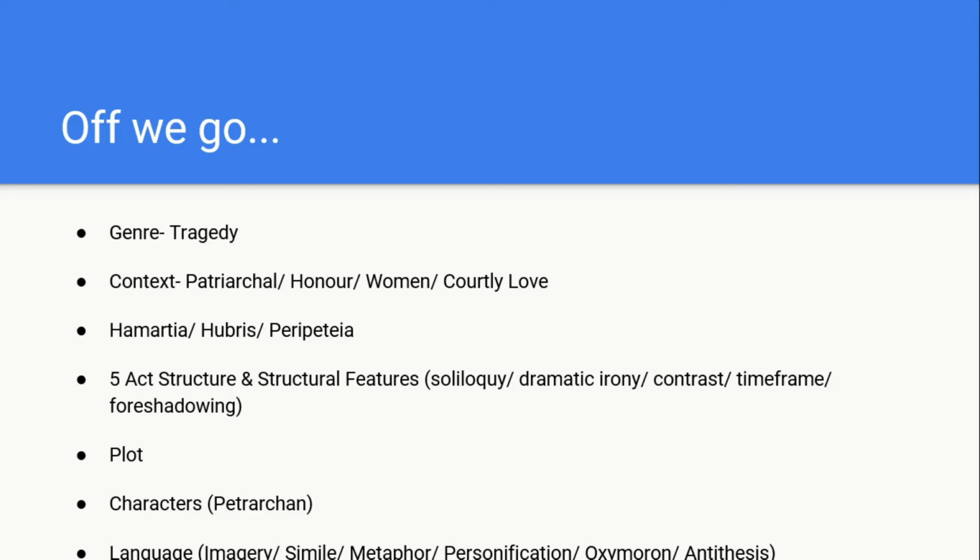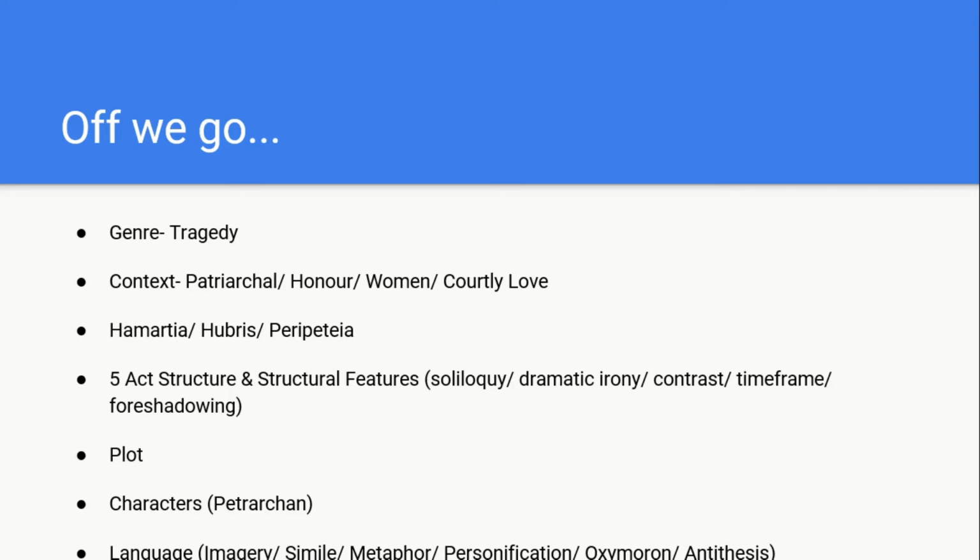The role of women in society, so women as second class citizens and really seen as possessions, not really presented as women who have any sort of independent thought of their own. And courtly love, which we haven't looked at. Last session we talked about Petrarch and love. Courtly love is another aspect for you to research.